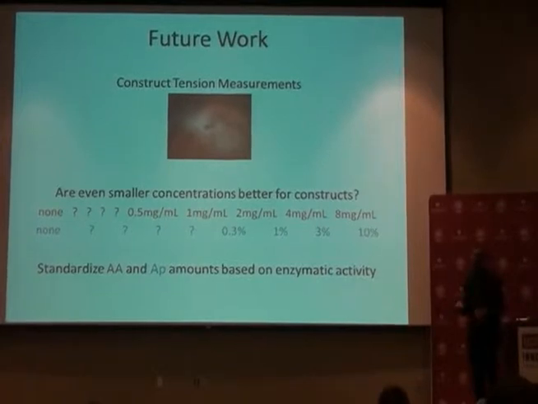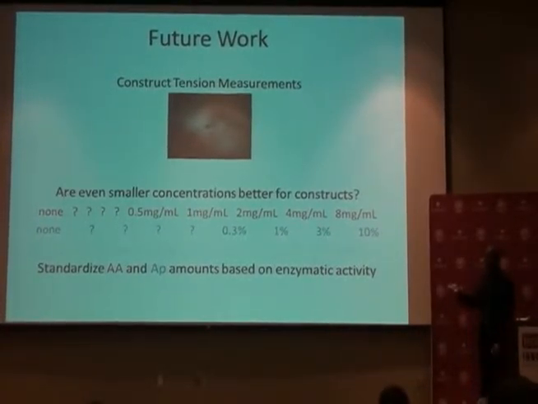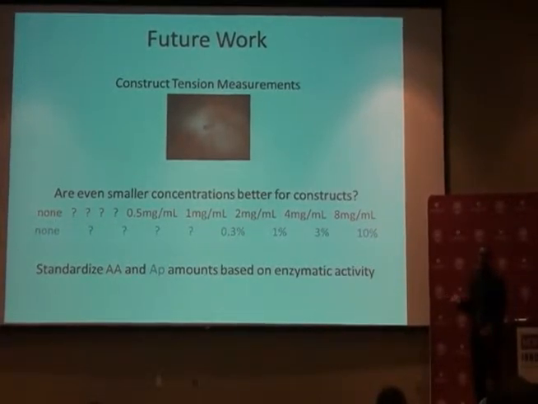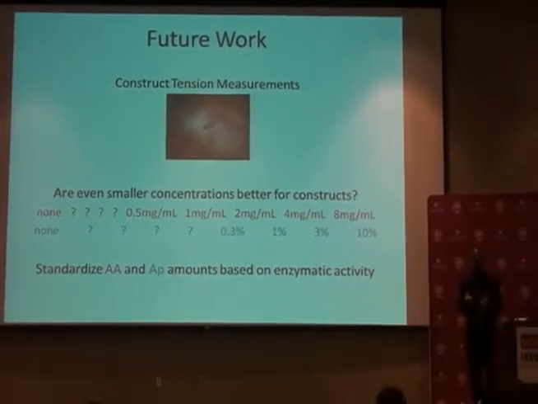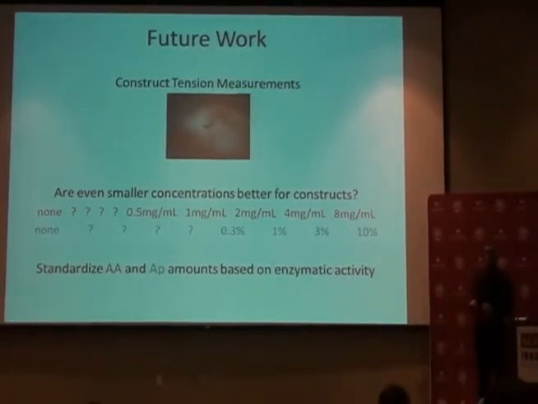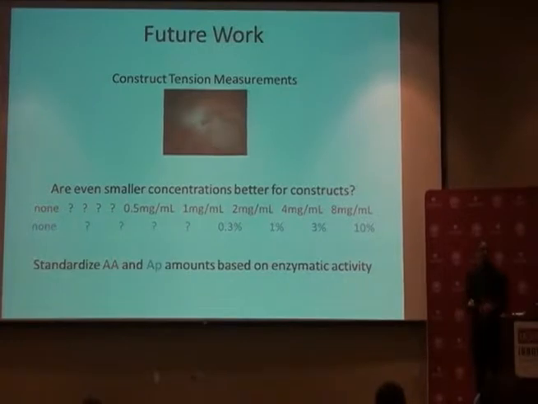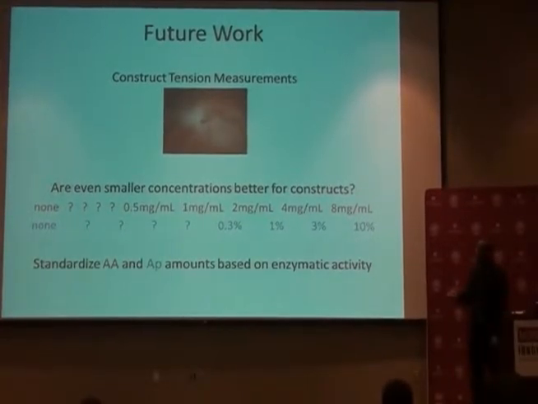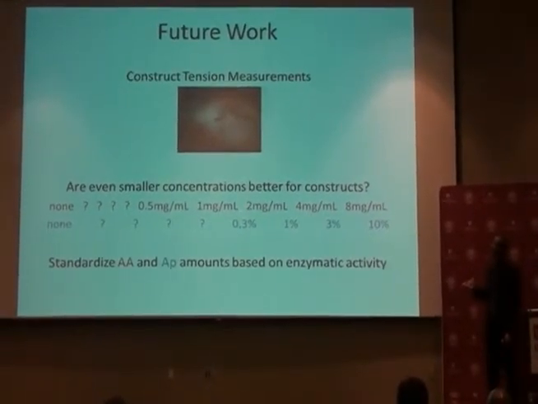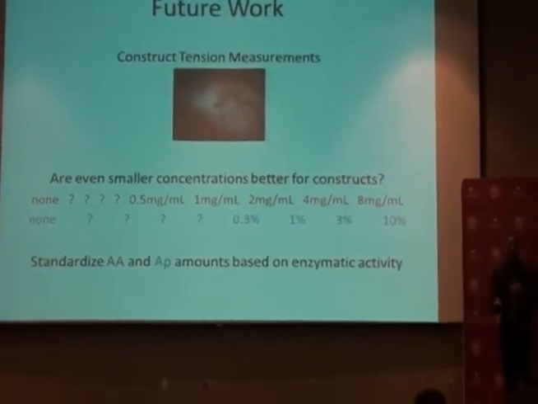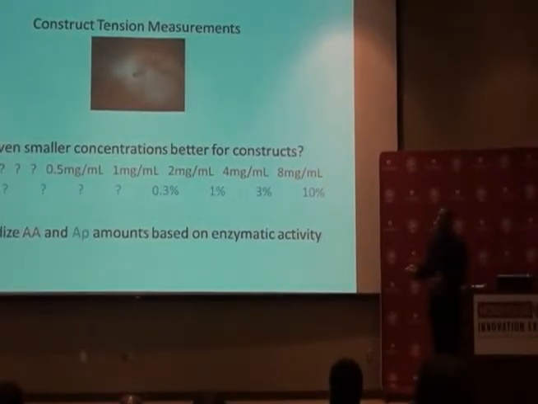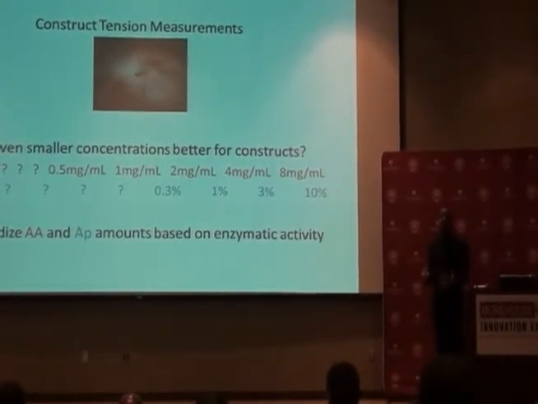We want to look at different concentrations because we showed that when you increase the concentration of either chemical, the development worsens. But how low can the concentrations get? So we want to see what really is that optimum concentration of either chemical to use. And what we also want to do, which is really important, is to standardize the aminocaproic acid and a protein based on their enzymatic activity. So for example, we don't know that 0.3% of a protein is necessarily better because we need to see how effective it is, how much enzyme is actually being inhibited at 0.3% a protein compared to 2 milligrams per mL of aminocaproic acid.